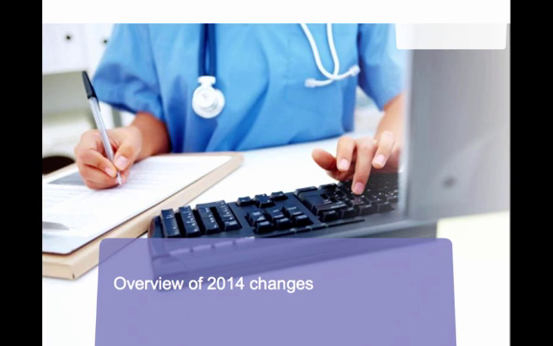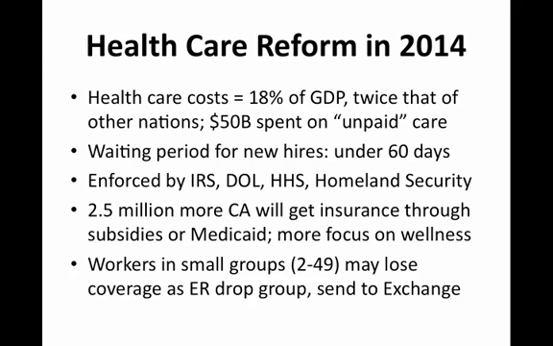Now just an overview of some of the changes that are going to be happening in 2014. In California, if you're newly hired into a small group job, you have to be offered health insurance within the first 60 days of your hire. Practically speaking, it's going to be more like the first of the month after you've been working for 30 days, you'll have coverage. This new healthcare plan is going to be enforced by the IRS, by the Department of Labor, by Health and Human Services, and by Homeland Security, because they're going to be verifying your Social Security number to make sure that you are a legal resident of the U.S.